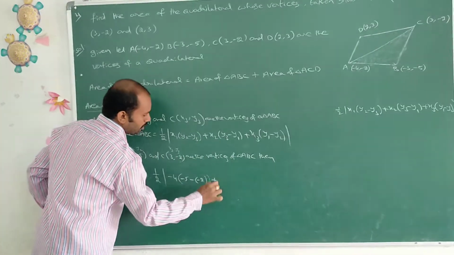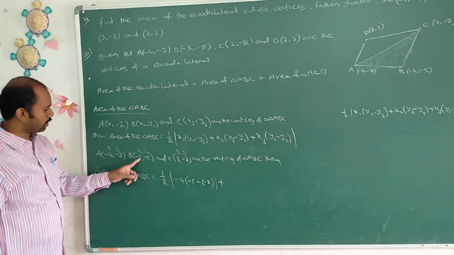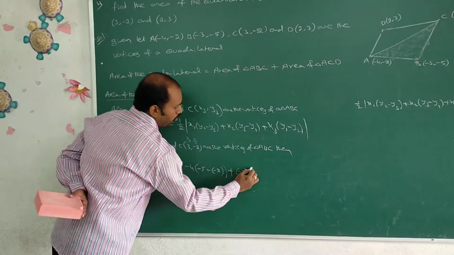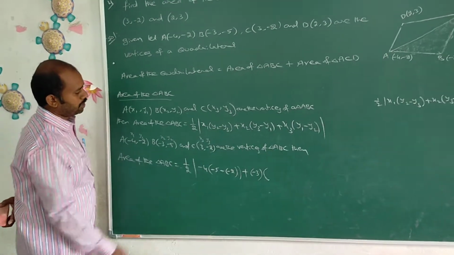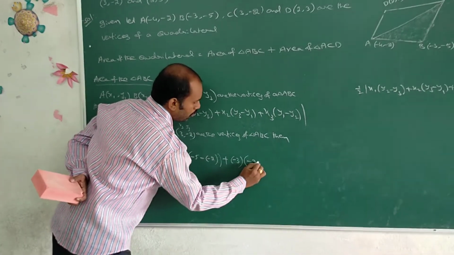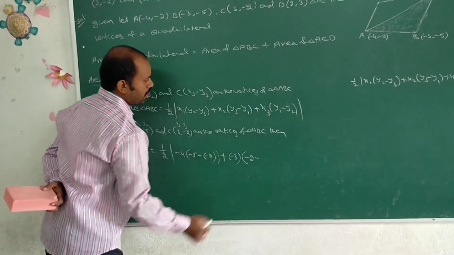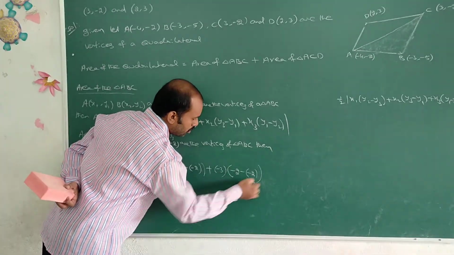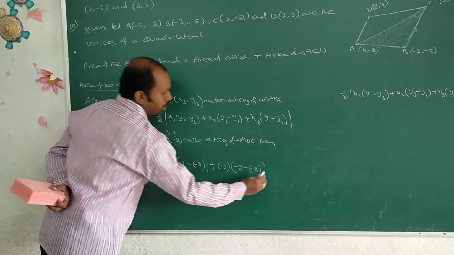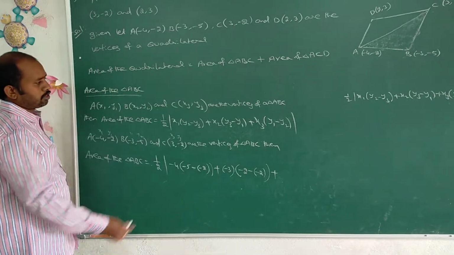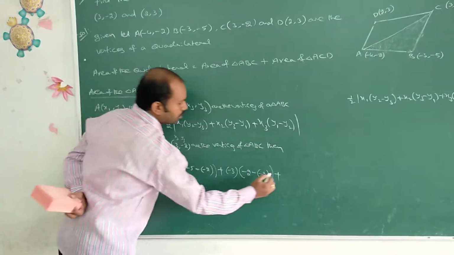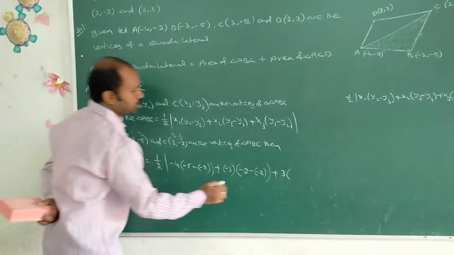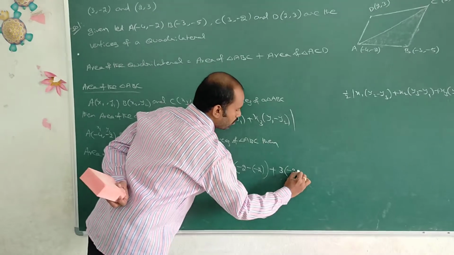Next, the second term: plus, the second term starts with x2. x2 means here minus 3. So you write minus 3 into (y3 minus y1). y3 means here minus 2. Minus, in the formula you write minus. Next value y1. y1 means here minus 2. So already minus is there, so take a bracket. The second term is also completed. Now you write the third term. The third term starts with x3. x3 means here 3 into (y1 minus y2). y1 here is minus 2. In the formula, minus.